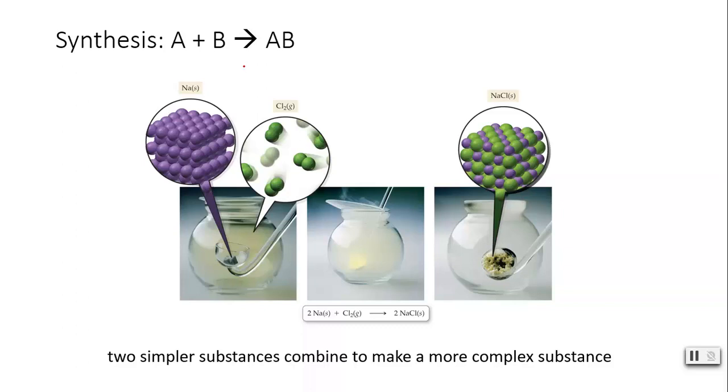We could also say that this synthesis reaction is also a redox reaction because both of these reactants have a charge of 0, as described on how we determine charge in the redox reaction video. When they're in an ionic compound, sodium has a +1 charge, chlorine has a -1 charge. So in this synthesis reaction, we can say the sodium lost electrons or was oxidized, and the chlorine was reduced or gained electrons. So synthesis reaction, two simpler substances combine to make a more complex substance.